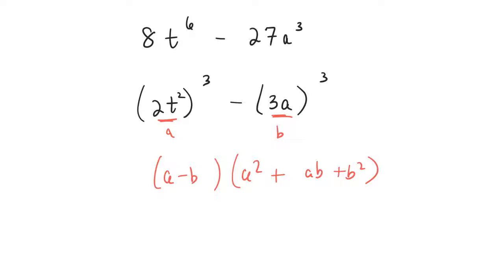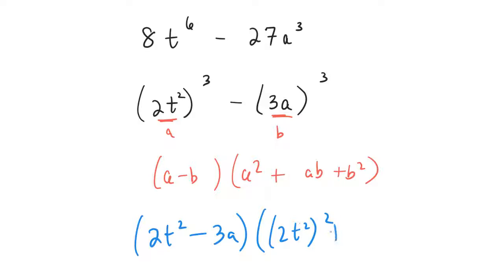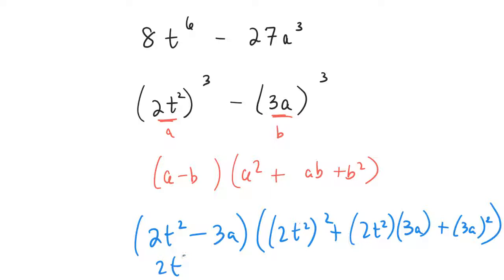And then we take whatever A is and plug it in for A, which is 2t squared. B goes in here, which is 3a. Then I have 2t squared, but remember that gets squared, plus A times B plus B squared. Just simplify the right one as far as you can, please.